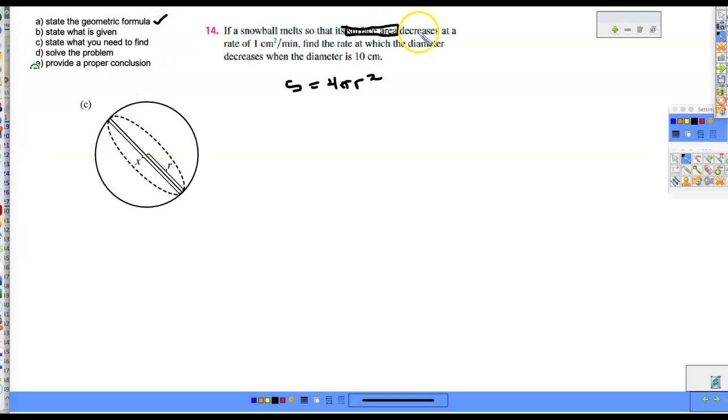And if the surface area is decreasing at a rate, decreasing is a negative value. So given is ds/dt is going to be a negative 1 centimeters squared per minute. That's what we know, what's given.